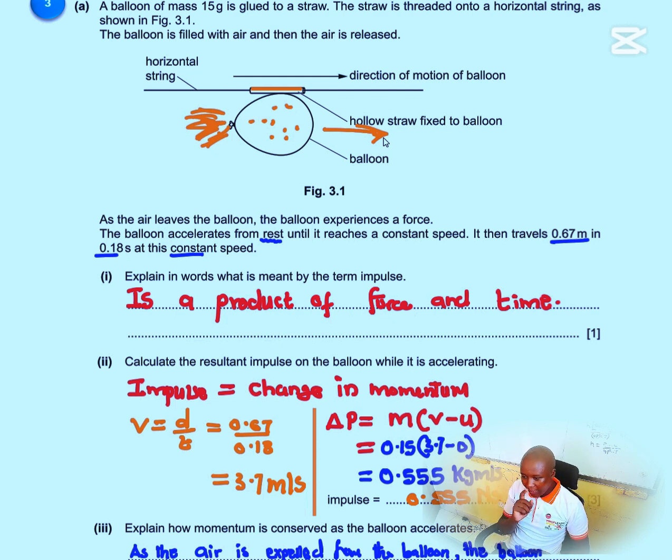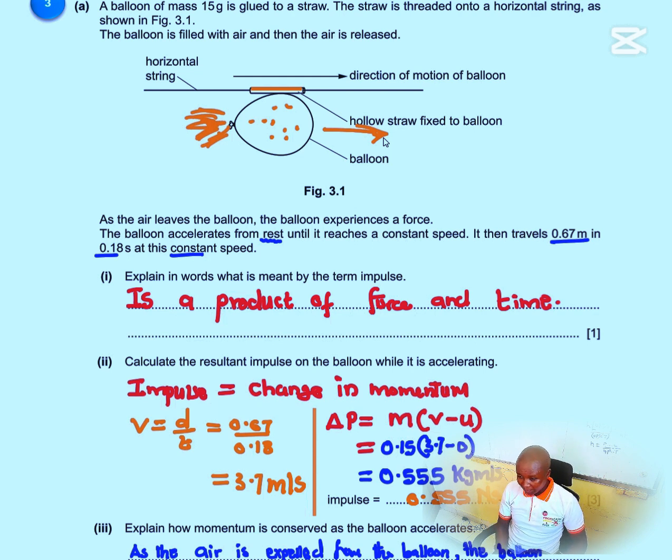Now, we are told as the air leaves the balloon, it experiences a force. The balloon accelerates from rest until it reaches a constant speed. It then travels 0.67 meters in how many seconds?